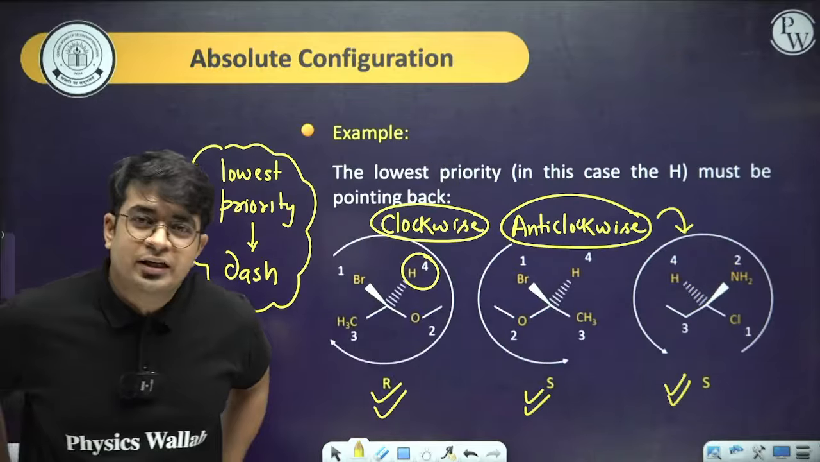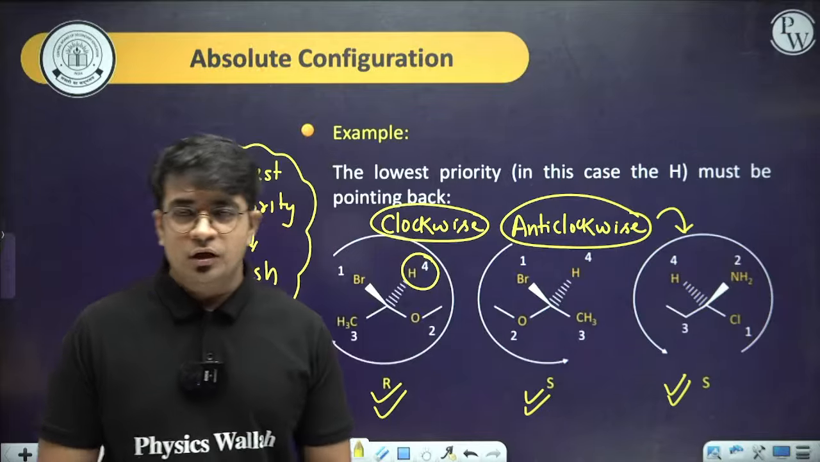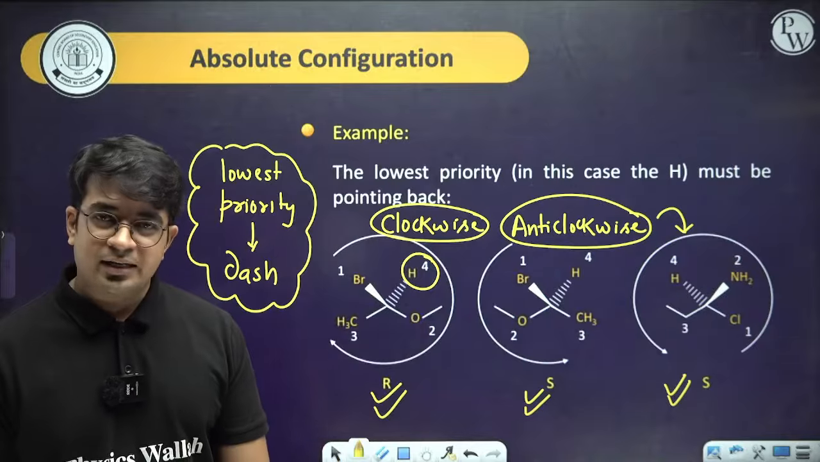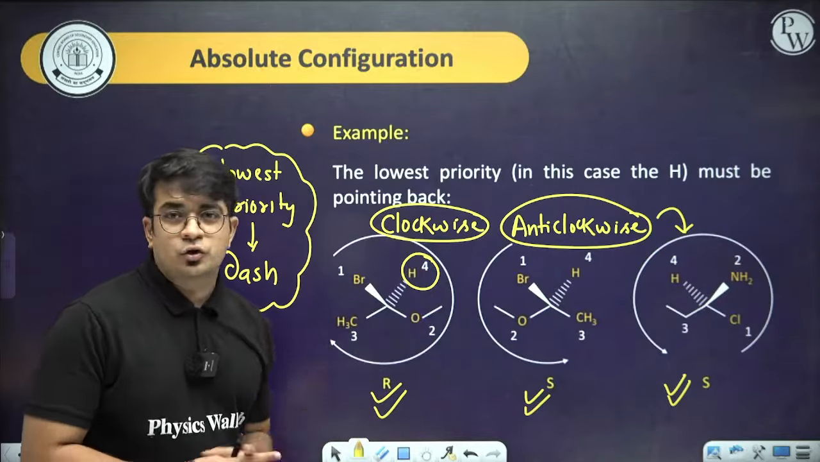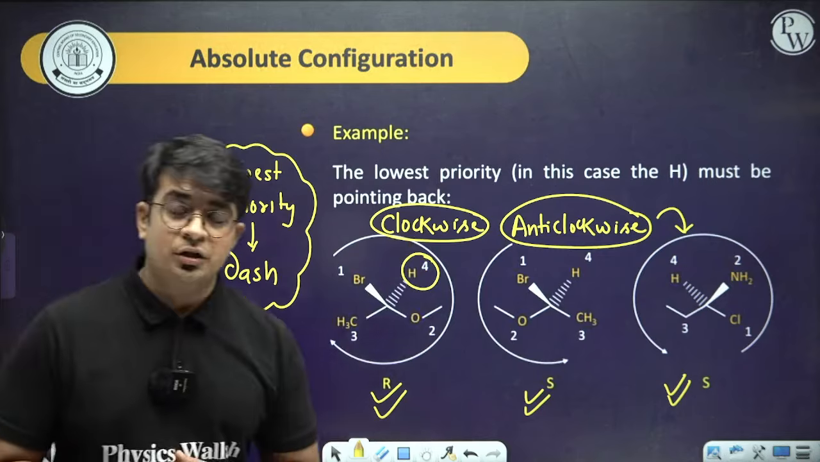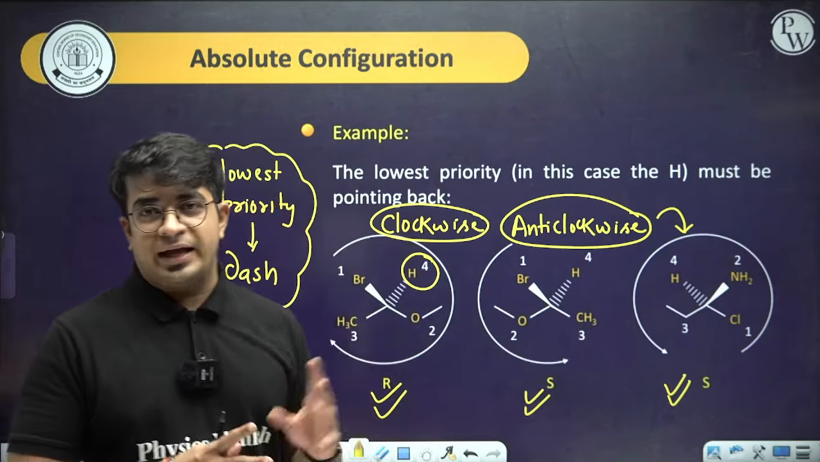You can solve certain more examples. If you have any book, you can try to solve these examples to understand which configuration, S or R, a wedge-dash projection is going to have.